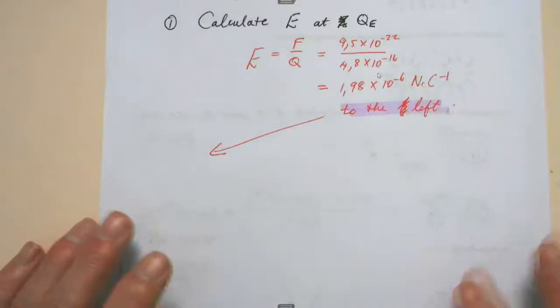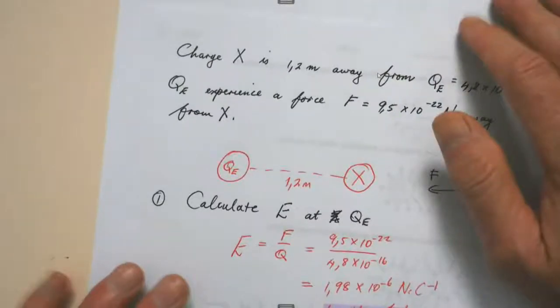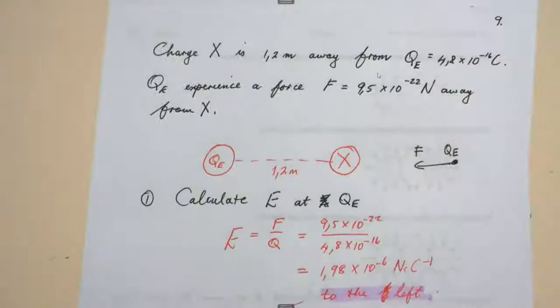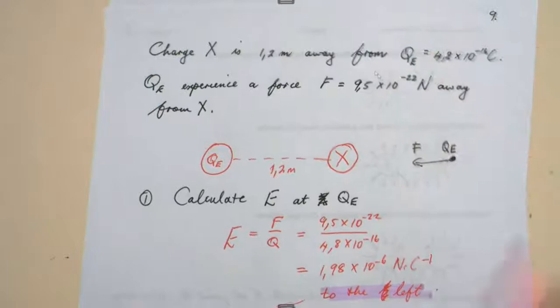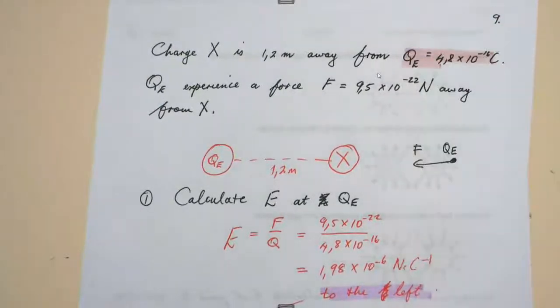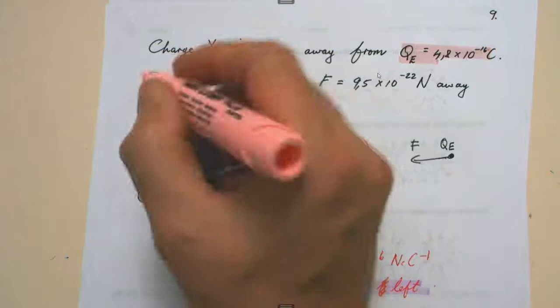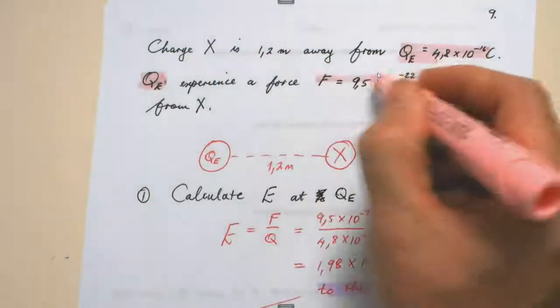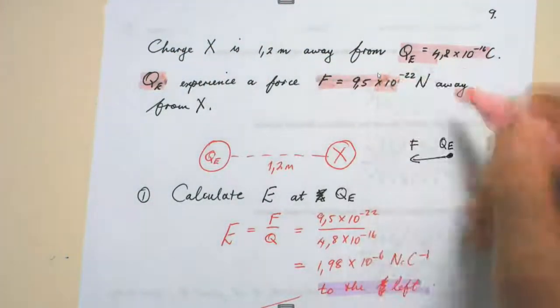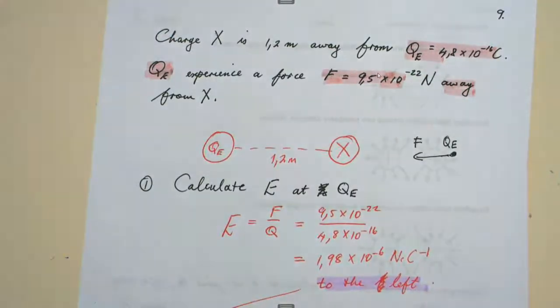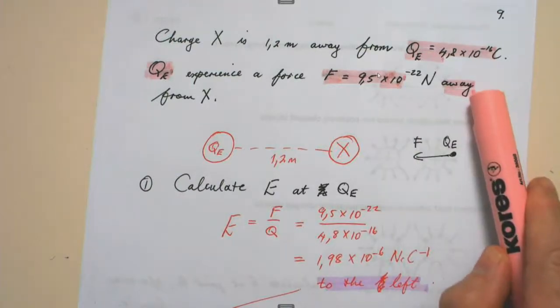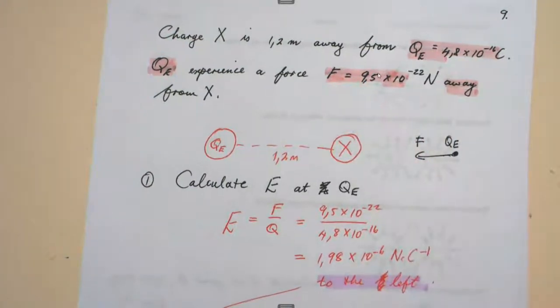Here I've got another example for you guys. Let's look at charge X. Charge X is 1,2 meters away from charge E, and I give you the value of charge E. I know it's a positive charge, and there's another charge that's 1.2 meters away. I'm telling you that this charge E is experiencing this force, and the direction is given, it's away from X. So we know what the force is that X is going to experience. It will be in the opposite direction, but the same magnitude. We've done that a couple of times now.